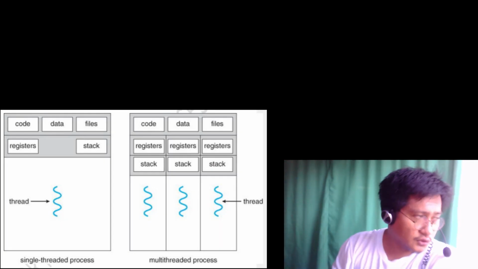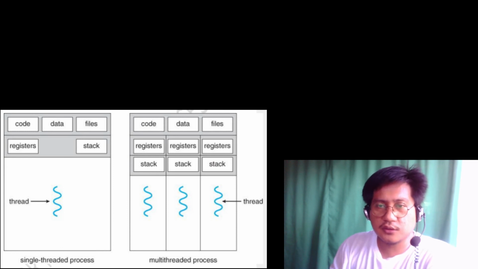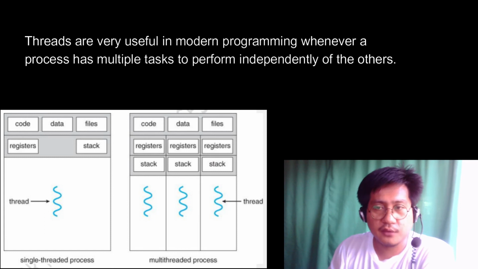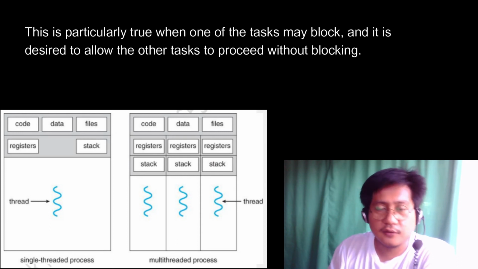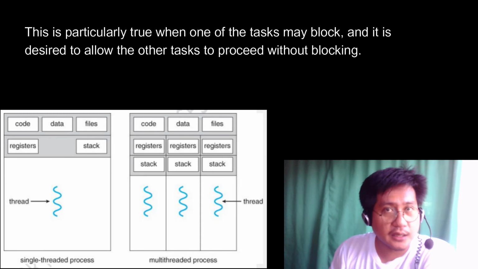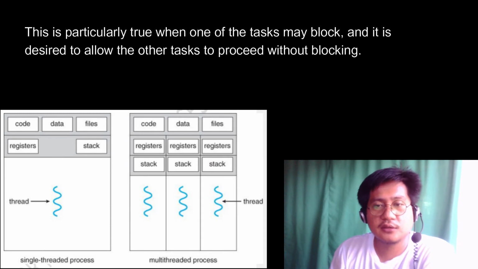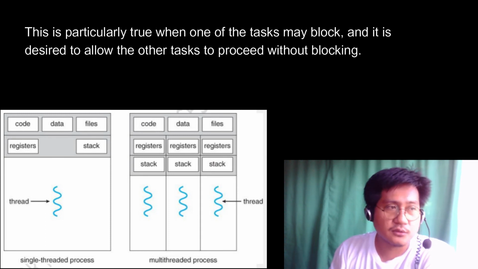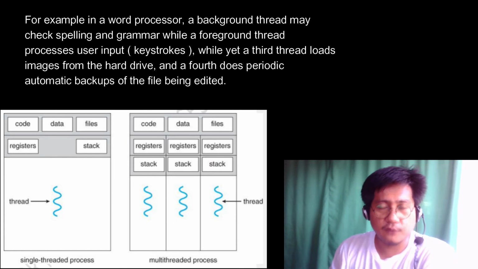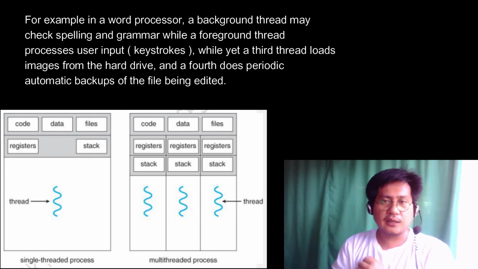Are threads useful? The answer is yes. Threads are very useful in modern programming, whenever a process has multiple tasks to perform independently of the others. This is particularly true when one of the tasks may block and it is desired to allow the other task to proceed without blocking.